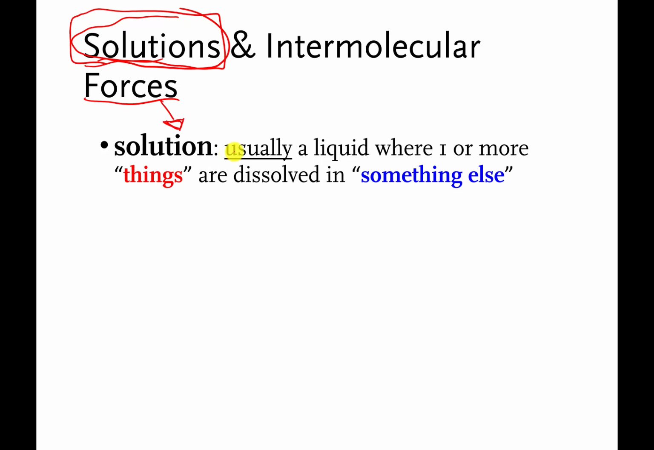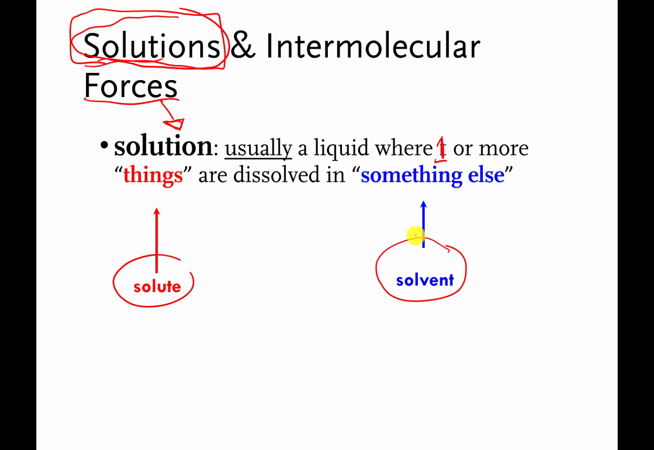is usually a liquid with one or more things dissolved in something else, and there are a couple of terms that you need to know. The things that get dissolved are called solutes. The liquid that does the dissolving is called a solvent, and everything mixed together is called the solution. Unfortunately, all those words sound the same, but you need to know what they mean precisely.